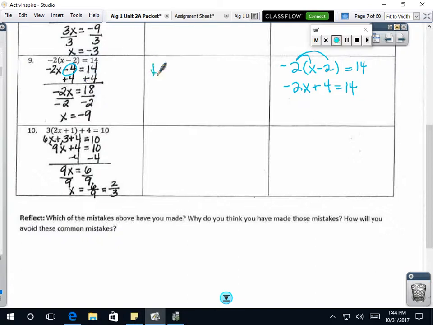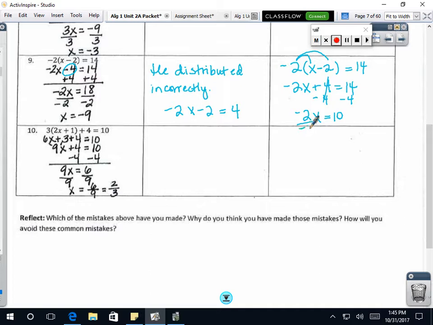So he distributed incorrectly. Negative 2 times negative 2 equals positive 4. Okay, so now that we distributed it correctly, now what would we do? Subtract 4. And so now negative 2x equals what? And then what would you do? And so x equals negative 5.